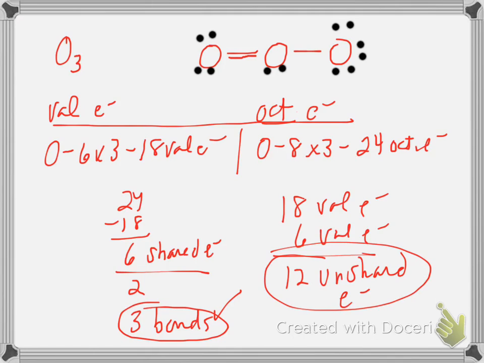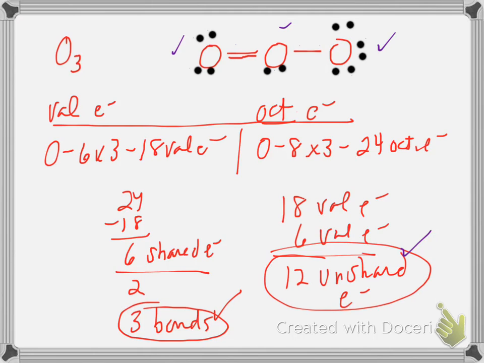Now, let's check to see if each of these atoms is satisfied based on octet. 2, 4, 6, 8. That one's happy. 2, 4, 6, 8. That one's happy. 2, 4, 6, 8. That one's happy. All of them are happy. They all have a full octet. All of our bonds are accounted for. All of our unshared electrons are accounted for.